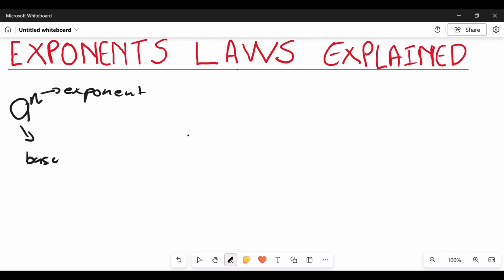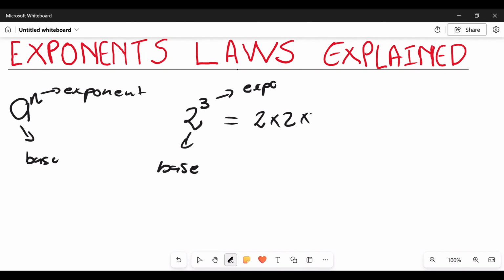An example could be something like this. Let's say you have 2 to the power of 3. As you can see, the base here is 2, and the exponent here is actually 3, right? So this basically means that the base multiplies itself 3 times. So it's going to be 2 multiplied by 2 multiplied by 2. This 2 multiplies itself 3 times, as you can see there on the exponent. Now the answer here obviously is going to give us 8. That's exactly what exponents are.